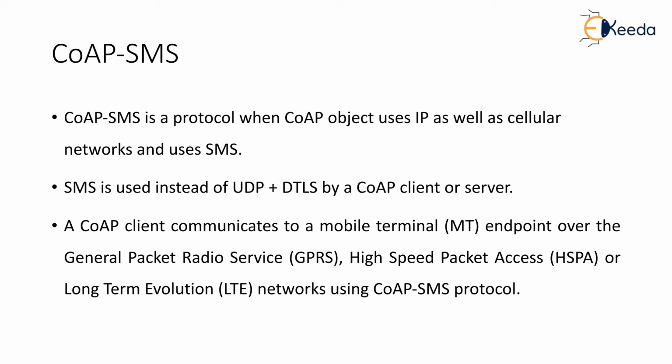So it is an alternative to UDP and DTLS over ROLL for COAP object messages when using cellular communication. So SMS is used instead of UDP and DTLS by a COAP client or a COAP server. So the COAP client communicates to a mobile terminal endpoint over GPRS, that is General Packet Radio Service, and high speed packet access, that is HSPA, or long term evolution, that is LTE networks, using the COAP SMS protocol. So these technologies use the COAP SMS protocol for messaging.